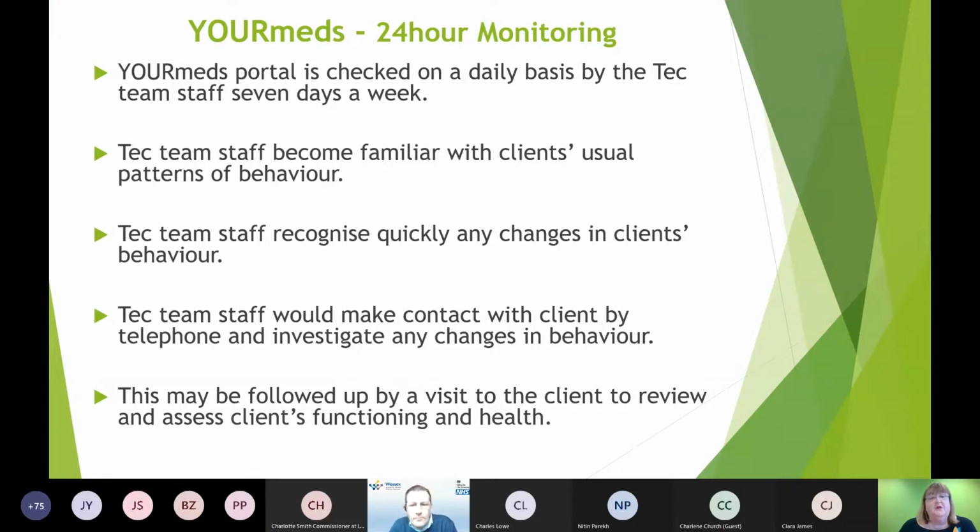The tech team staff become familiar with the client's usual patterns of behaviour, and we get to know the clients and their lifestyle. The tech team staff recognise quickly any changes in clients' behaviour. In response to this, we would make contact with the client, either by telephone at first to investigate any changes. We may also follow this up by a visit if we feel that this is necessary, to assess further the client's functioning and health.